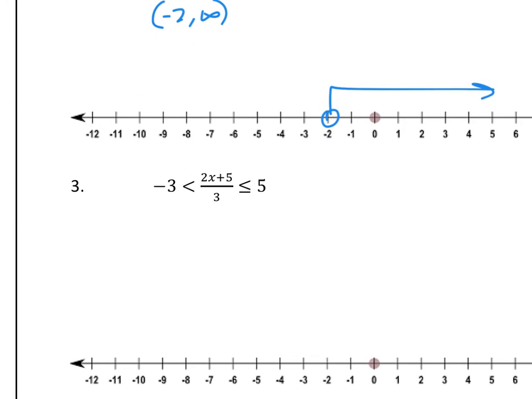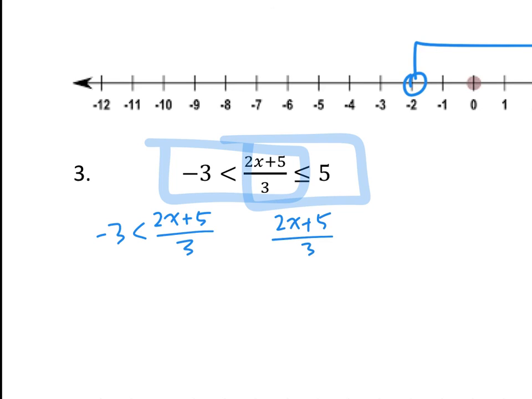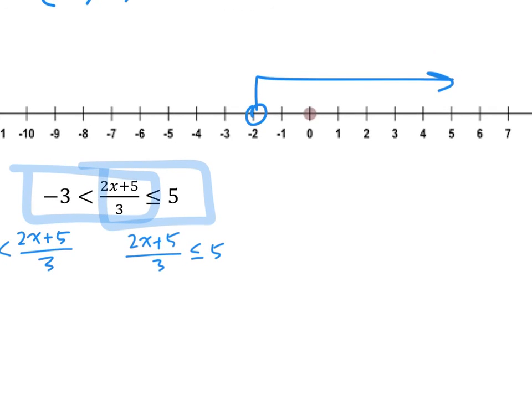Okay, number 3, we have a compound inequality. So you basically have two inequality signs, which means that we have an "and" situation. We talked about this last year. We said that we could split this into two inequalities, one being negative 3 less than (2x plus 5) over 3, and the other one, overlapping in the middle, is (2x plus 5) over 3 less than or equal to 5. But I remember I said last year that you're in honors, so you don't do the split. You should try to solve everything at the same time.